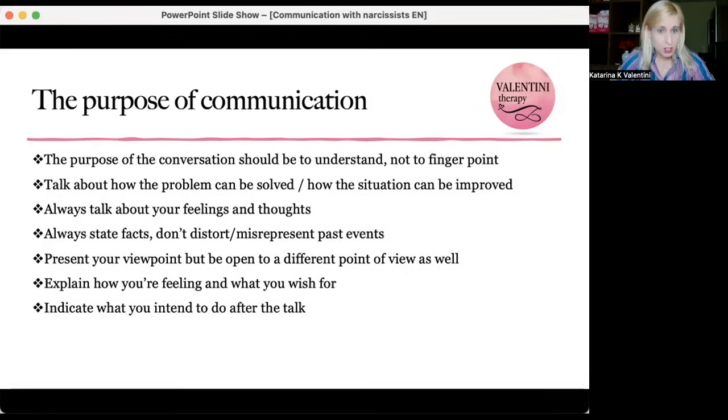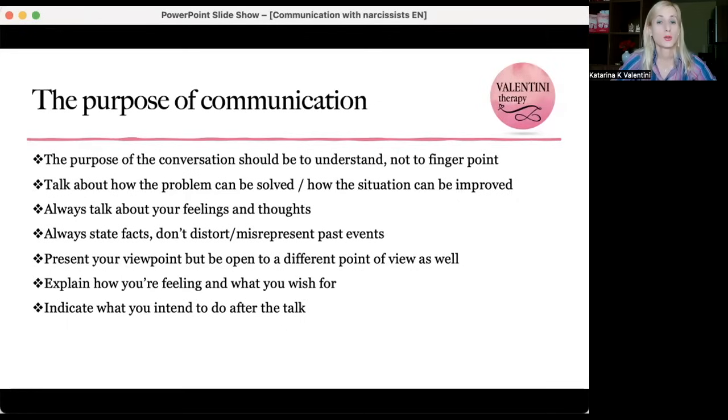The purpose of communication should be to understand, not to finger point: to understand your partner's point of view, his arguments and his wishes as well, not only yours. Then talk about how the problem can be solved or how the situation can be improved. If you're just talking and talking without coming up with a solution, then that's tiring. Sometimes it helps because you vent and you feel better, but it does not bring about a solution, which means that you will sooner or later have to have the same conversation again.